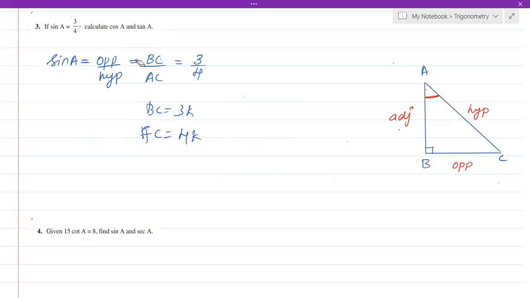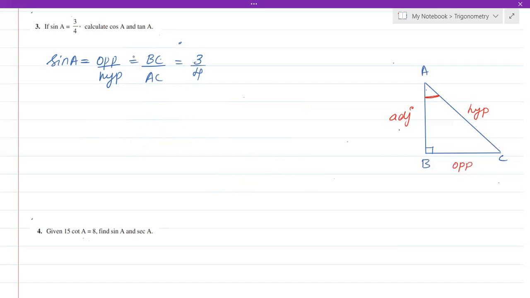But in trigonometry, you need not take it as 3k and 4k. You can directly take it as 3 and 4, because at the end, what you are trying to find is a ratio itself. Again, the k will get eliminated in the end also. So it's very convenient to directly take BC as 3 and AC as 4. Remember, this is applicable only for trigonometry here.